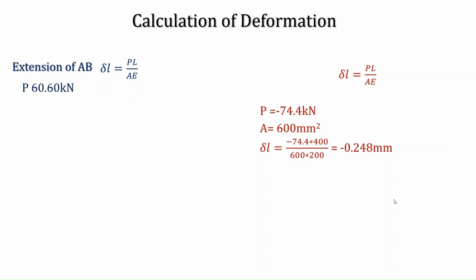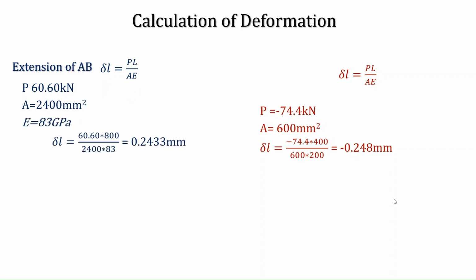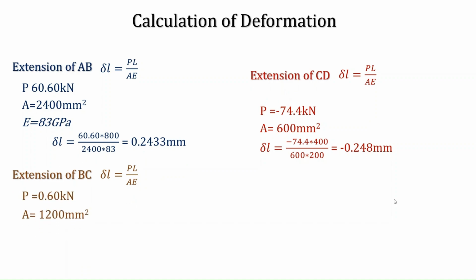So we have got the extension of individual portions given by the mathematical model: delta L is equal to P into L by A into E, where P is the magnitude of the load, L is the length of the element, A is the cross-sectional area, and E is the Young's modulus. Since it is a composite bar, each portion has a different value of Young's modulus.